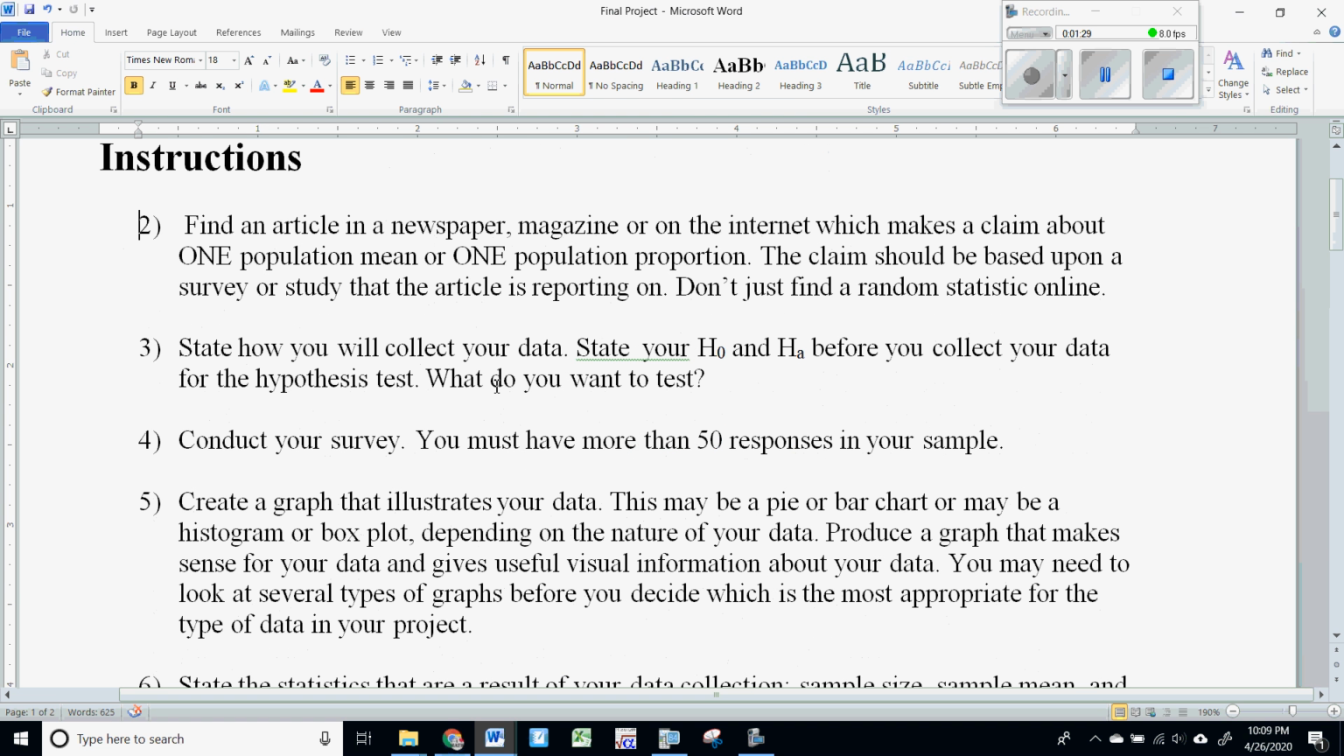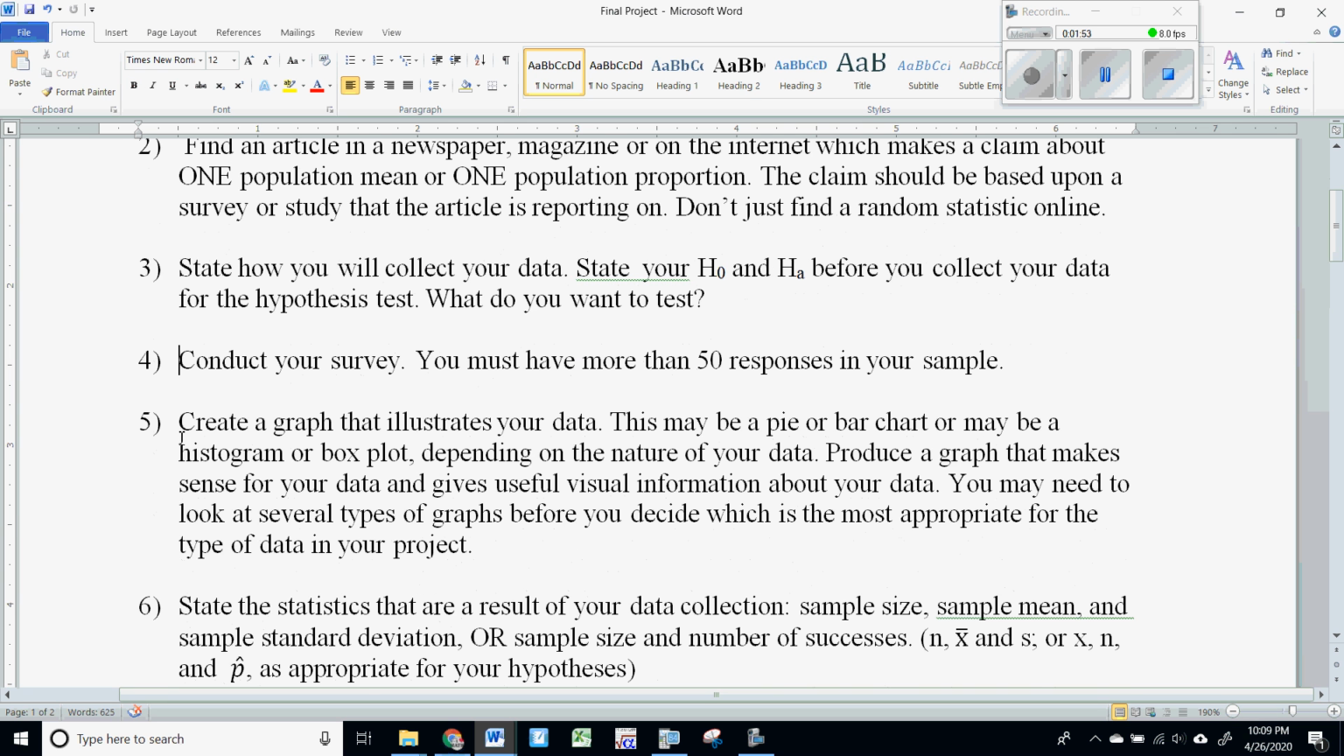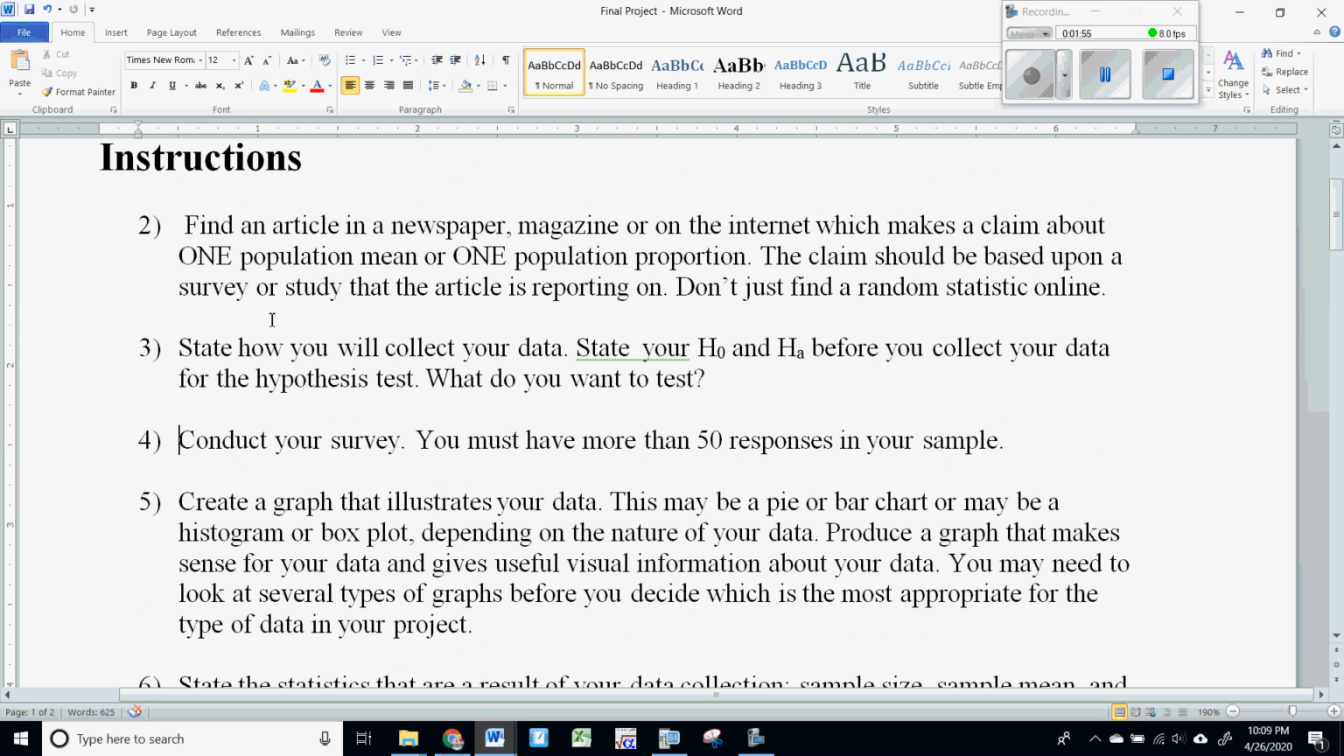The third slide, you're going to collect your data and then list what was your H sub O and your H sub A, how you found your H sub O and your H sub A, and what you thought they were. What do you want to test? Our survey, we did that. So for number 4, I want you to include what were your questions? What question did you ask? So that's your 4th slide.